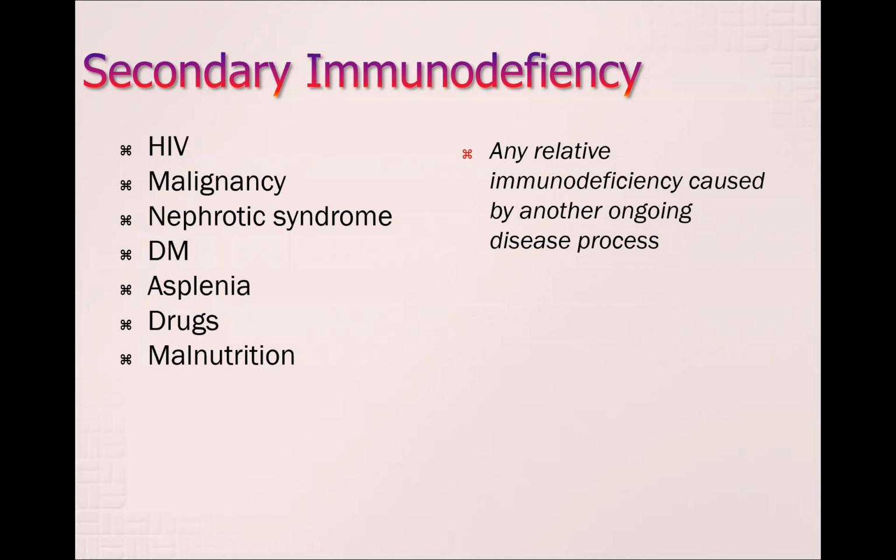Diabetes, functional asplenia, or actual asplenia can create a secondary immunodeficiency, particularly in our younger patients and our patients with sickle cell. Drugs obviously always will be on the answers of something that can cause problems in children. So drug-related marrow failure can certainly cause a secondary immunodeficiency. And then malnutrition is the other thing to always keep in mind whenever you're thinking about secondary immunodeficiencies or people showing up with recurrent infections.